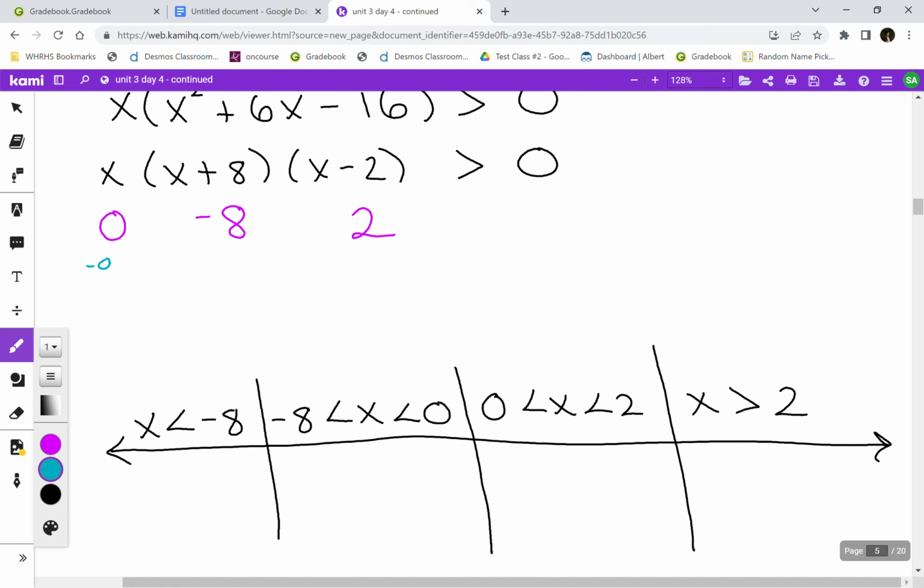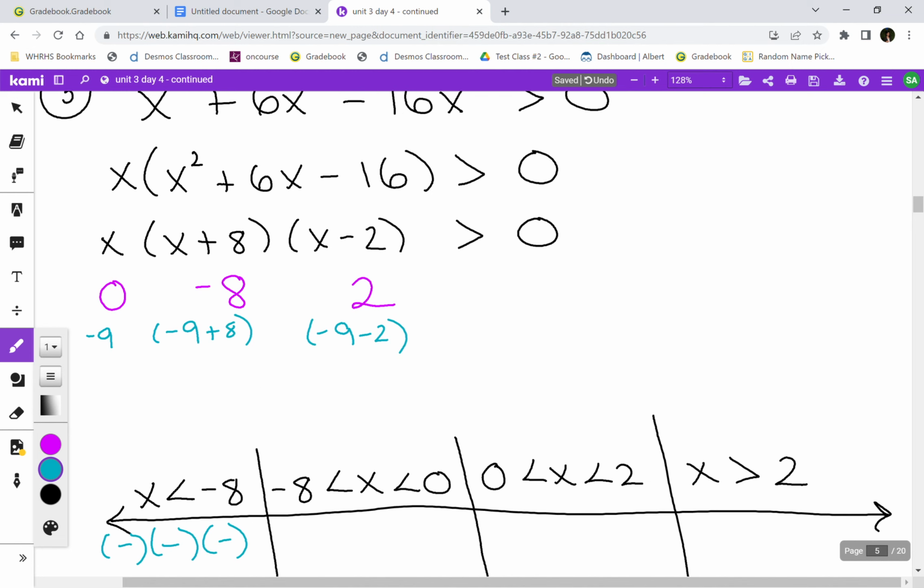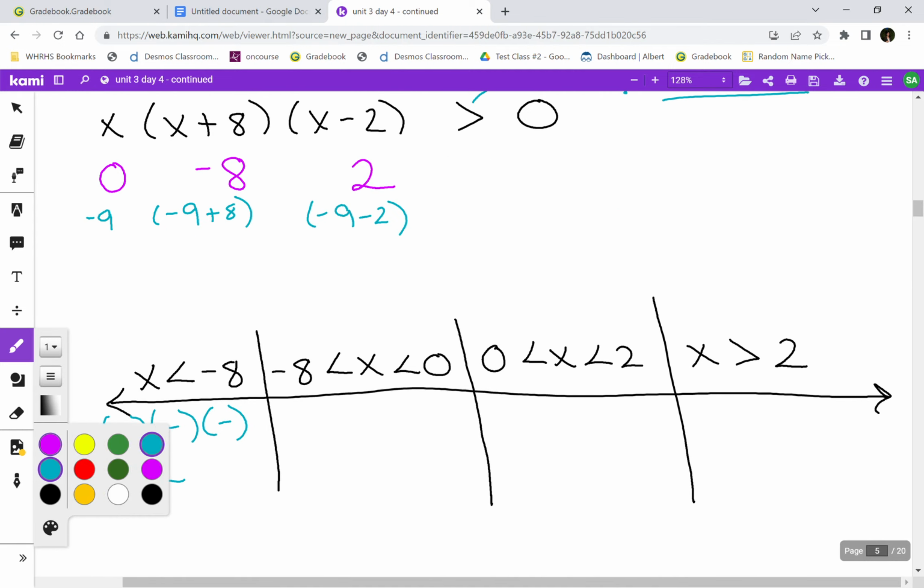So x is just -9. So isn't that a negative? And then we have -9 plus 8. Isn't that another negative? And then we have -9 minus 2. Isn't that a third negative? 3 negatives multiplied together is what? A negative. Did we want a negative outcome or a positive outcome? Positive. We needed a positive outcome since it's greater than. So guess what? This gets rejected.